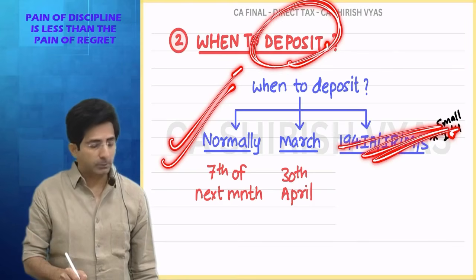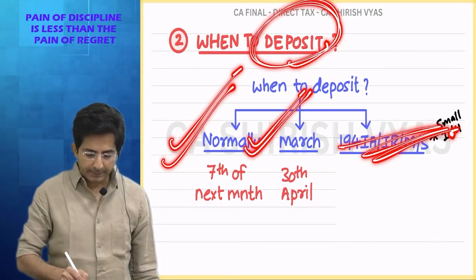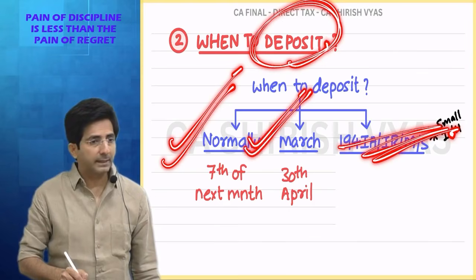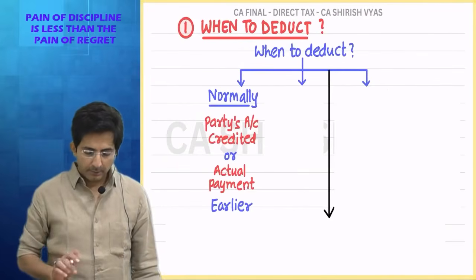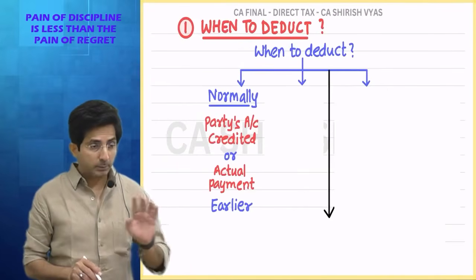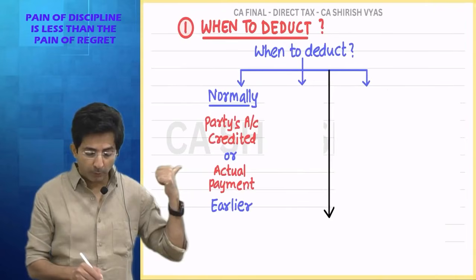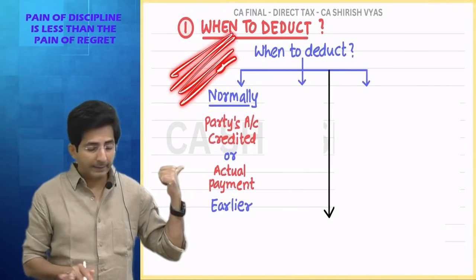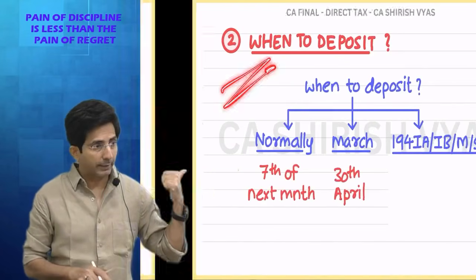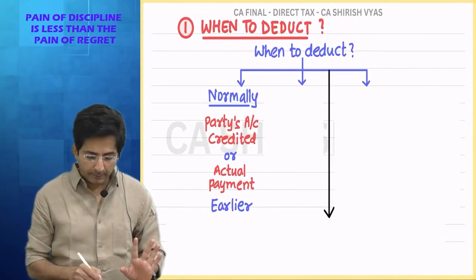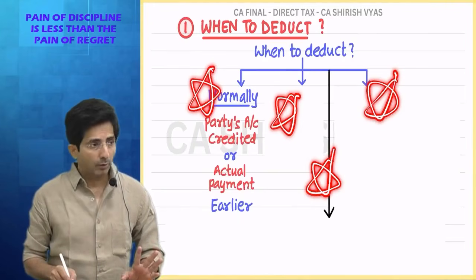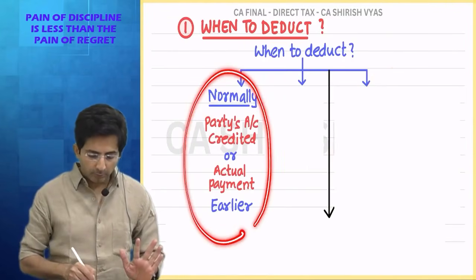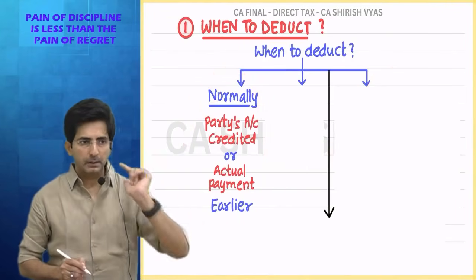7th of next month. But if TDS is created in the month of March, then by 30th April you have to deposit. Now, see, I am explaining 2 points parallelly. Look, which 2 points: when to deduct and when to deposit. Now see, in when to deduct there are 4 variations.